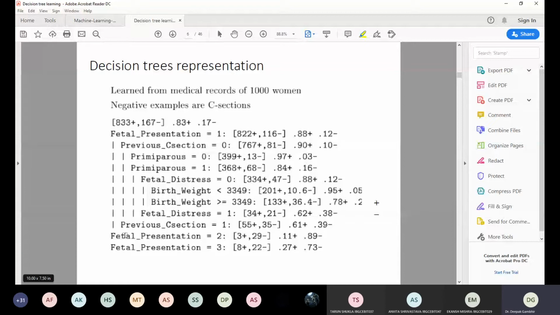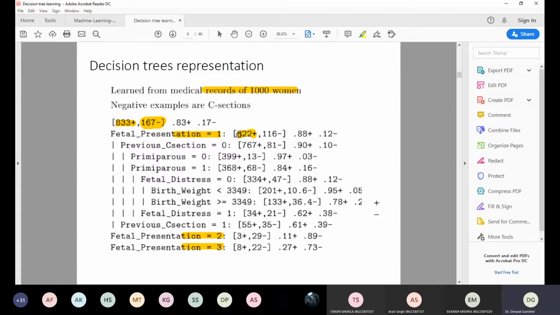This is one example taken from 1000 medical records of women, in which positive and negative examples of C-section are taken. The plus indicates the positive example and the minus indicates the negative example, and the decision tree is made from this. You can see this is 833 positive examples. So in the case of fetal presentation 1, fetal presentation 2 and fetal presentation 3.